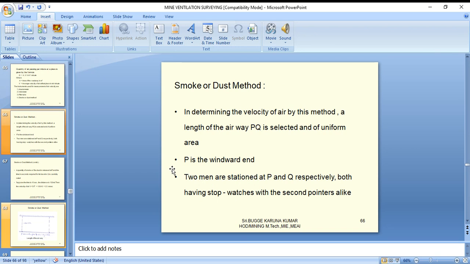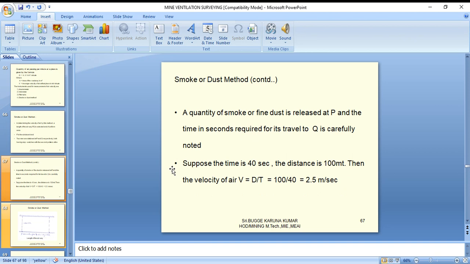Smoke or dust method. In determining the velocity of air by this method, a length of airway PQ is selected with uniform air at the windward end. Two men are stationed at P and Q respectively, both having stopwatches with second pointers. A quantity of smoke or fine dust is released at P and the time in seconds required for its travel to Q is carefully noted. Suppose the time is 40 seconds and the distance is 100 meters. Then the velocity is simply 100 by 40, which is 2.5 meters per second.